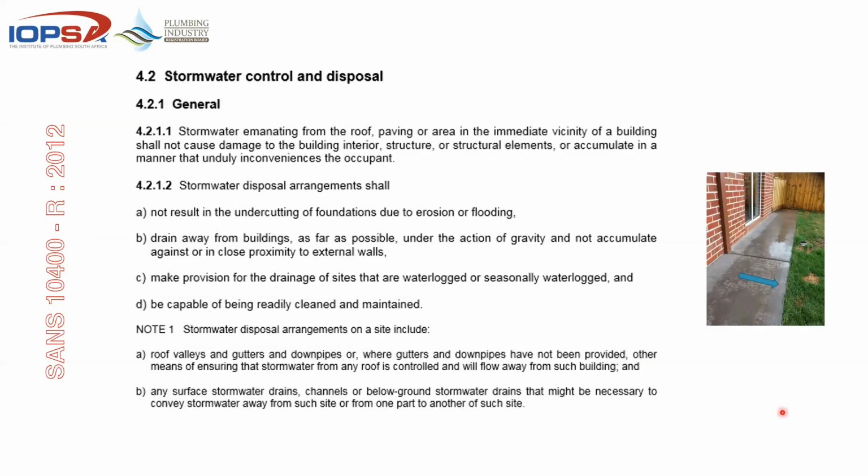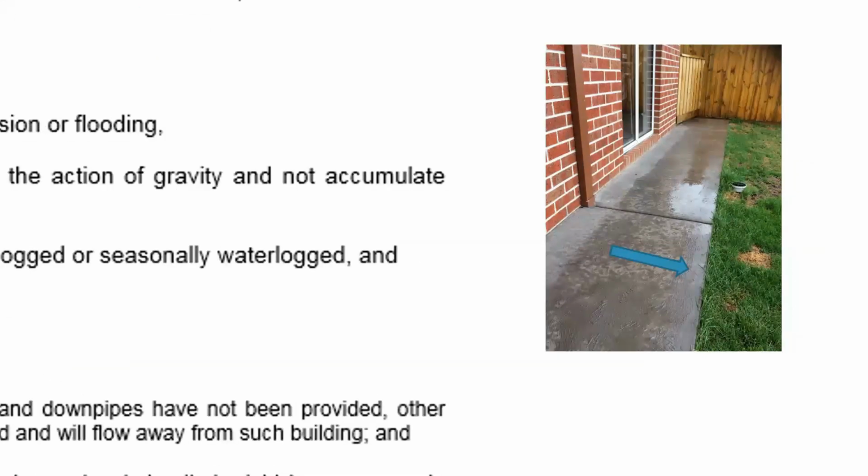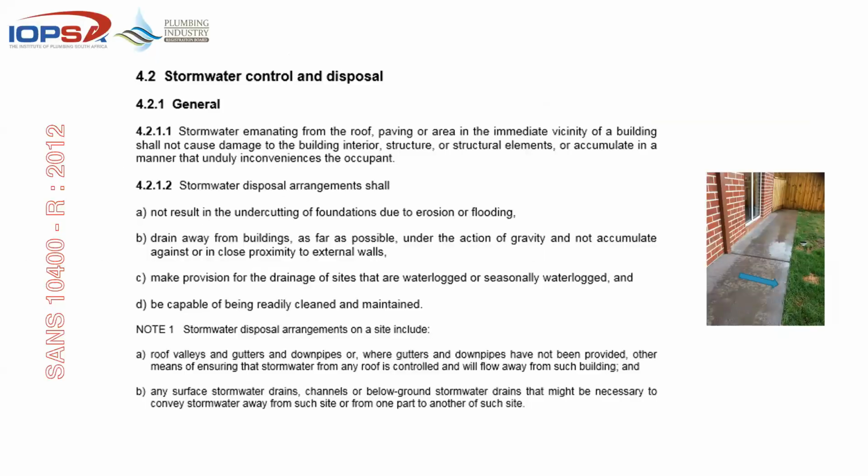So when we look at normal or general stormwater control and disposal, stormwater emanating from the roof, paving, and area in the immediate vicinity of a building shall not cause damage to that building's interior, structure, or elements, or accumulate in a manner that can unduly inconvenience the occupant. In other words, if I can just zoom in, okay, this is actually a perfect example. There you can see it's nice and dry up against the house, and whatever happens here then drains away from that specific building.